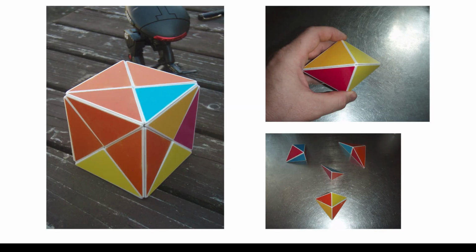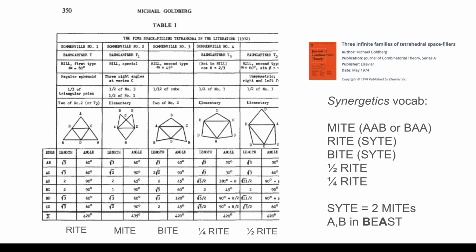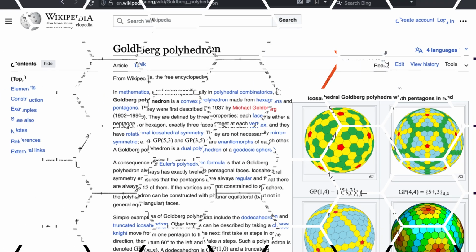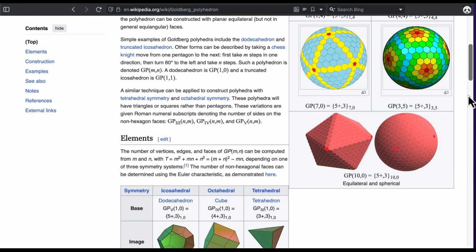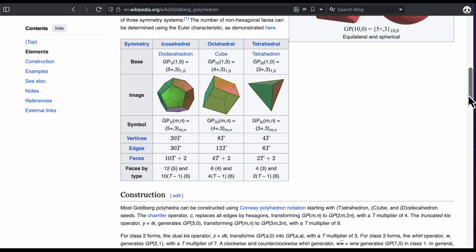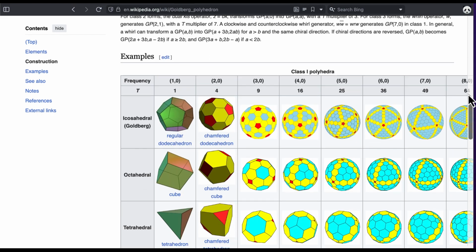Goldberg, by the way, his name pops up in more than one context in the Fuller literature, because he's also active in the divided spheres research, right? How to make a sphere out of multiple shapes, right? Goldberg polyhedra. We've talked about the Waterman polyhedra. The Goldberg polyhedra, it's like another series or sequence of series, more than one.